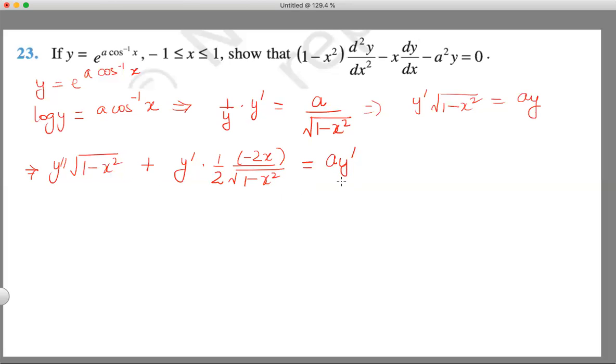Now we have come to this, right? Now what can we do? Okay, what we can do is, let's anyway get rid of this 2. We can multiply the equation by under root 1 minus x square. So this will become 1 minus x square y double dash minus x y dash is equal to a y dash.